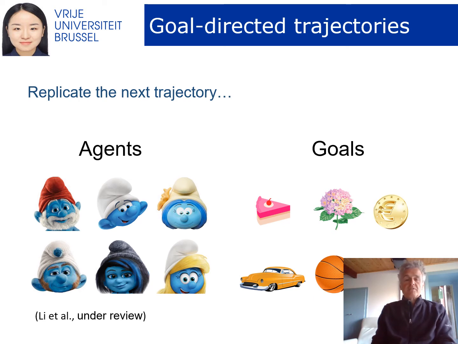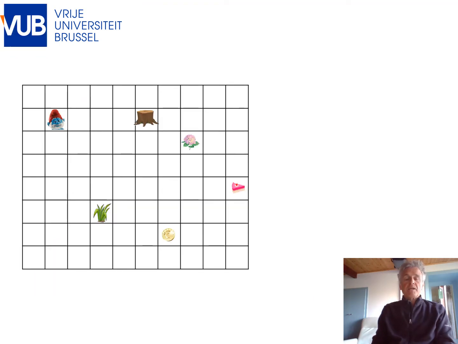Okay, I'll give you an example of this. Here we see Papa Smurf moving, avoiding obstacles here, and then moving towards money, flowers, cake. What does he really prefer? He goes to the cake. Oh yeah, we now know what he likes.